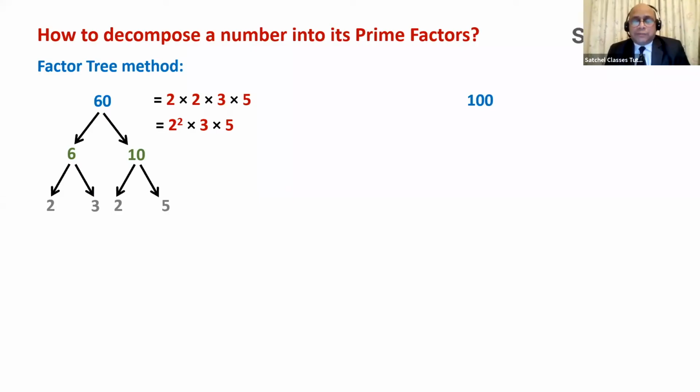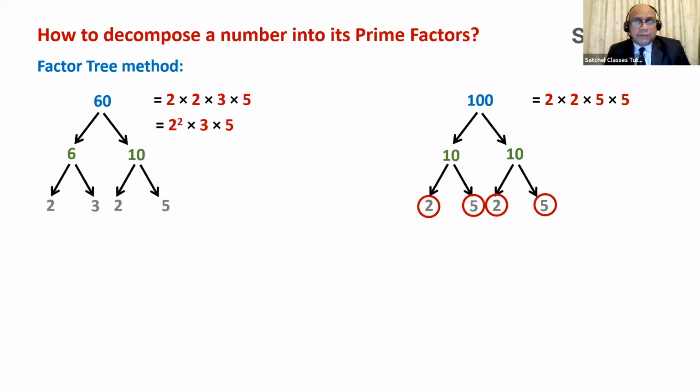How do we decompose 100 into its prime factors? Let's split 100 first as 10 times 10. Now, neither of these 10s are prime numbers, so we need to split 10 further as 2 times 5. And each one of them will be split as 2 times 5. Now, let's put all the prime numbers together because these are all prime numbers. So we'll put all the prime factors together and write them in ascending order. So it will be 2 times 2 times 5 times 5. Or in the index form, it will be 2 squared times 5 squared.